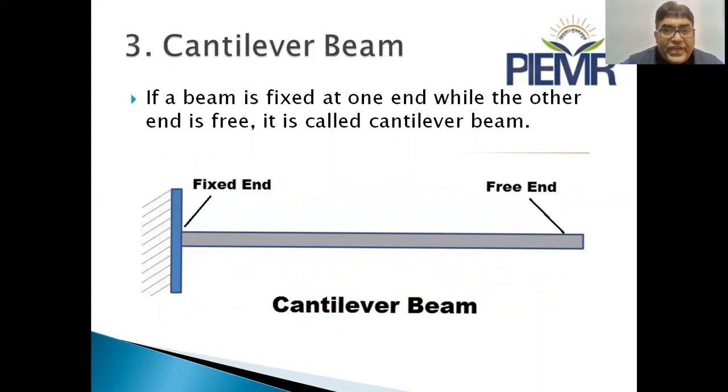If a beam is fixed at one end while the other end is free, it is called a cantilever beam. I can give you many examples of the different types of beams. One example of a cantilever beam is the diving board at a swimming pool. You all know about the swimming pool, and there is a diving board on the first floor, second floor, and third floor, from where the contestant or participant jumps into the swimming pool.